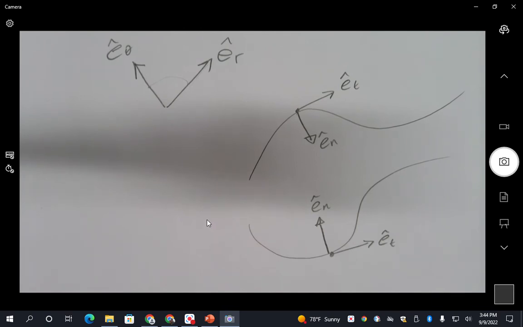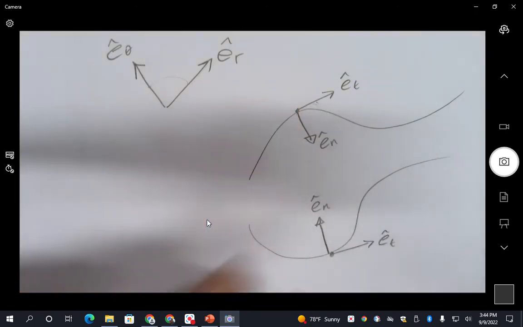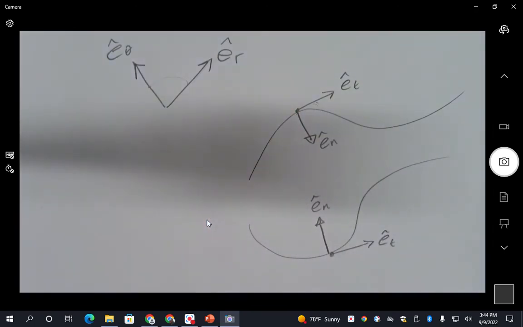It'll flip over, right? This is to the left of it, but this one, you could think of the normal as being to the right. It depends on the curvature. So that has a little bit of a difference, but functionally everything else is kind of the same thing.